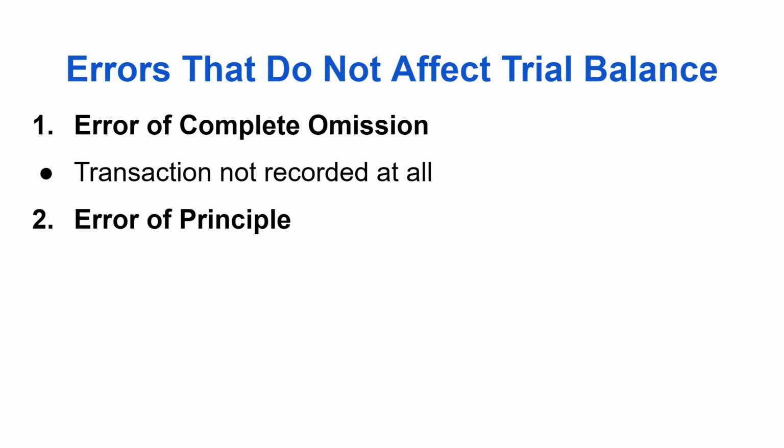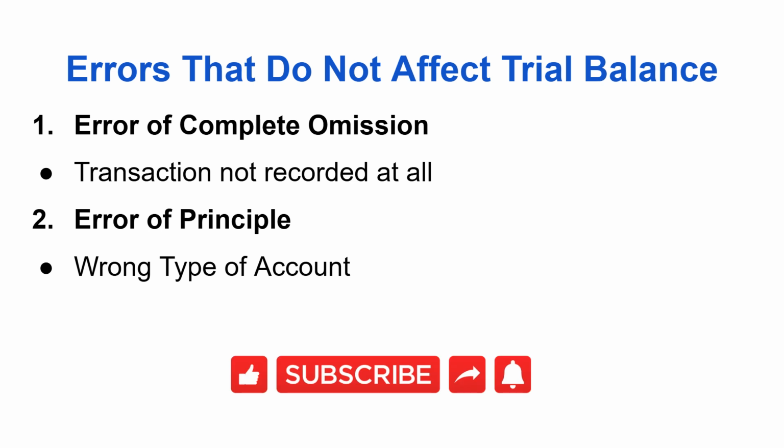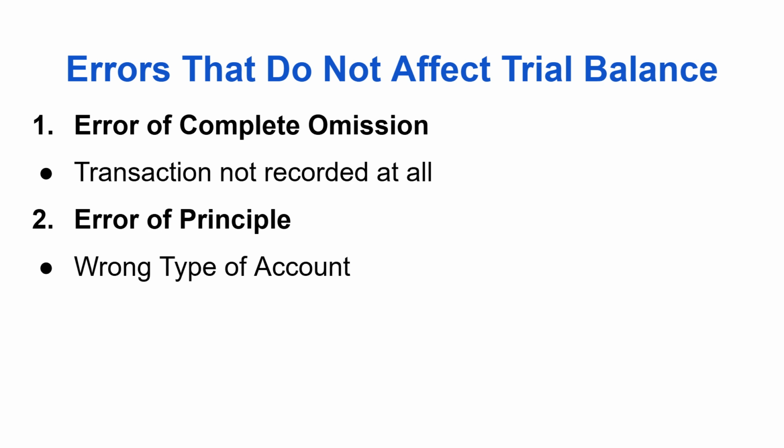Error of principle. Wrong type of account. Capital expenditure recorded as revenue or vice versa. Debit and credit are correct, but account type is wrong. Trial balance will match, profit will be wrong. This error is dangerous in real life. Books may match, but profit and tax will be wrong. That's why accountants are paid not just to tally totals.